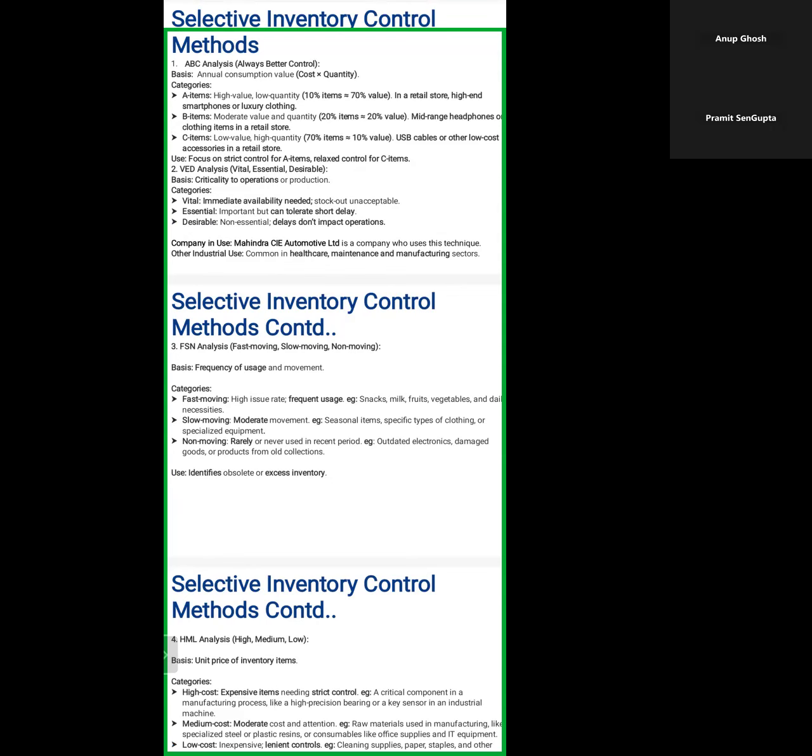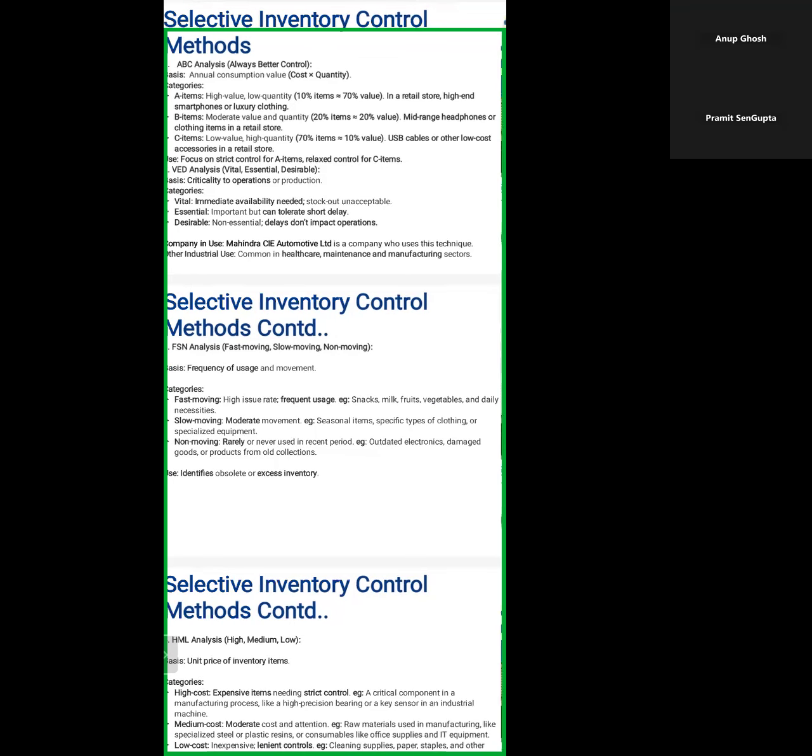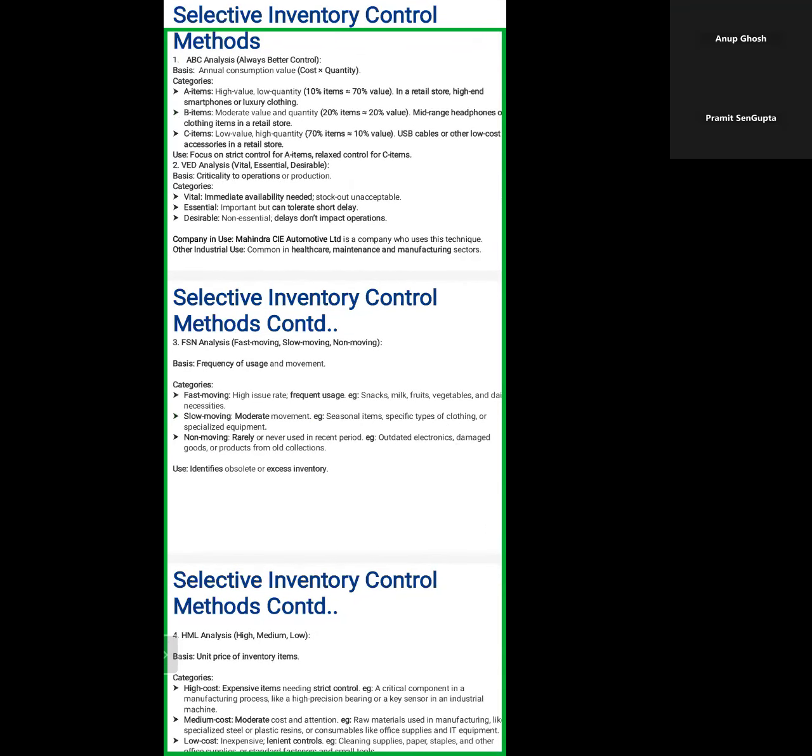Examples of the product line can be snacks, we all use them, milk, fruits, vegetables, and daily necessities of other categories. Definitely, we are finding consumer goods. Slow moving, the next category, signifies moderate movement. Again, I'm aligning that to the example: seasonal items, specific types of clothing which we find, suppose, in the winter period in our country, or specialized equipment, can be musical, can be electronic, can be surgical.